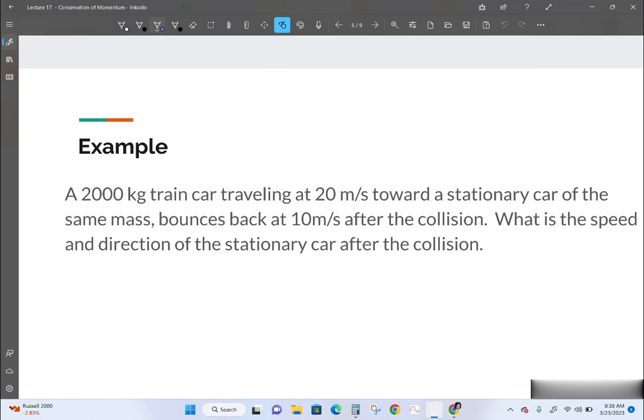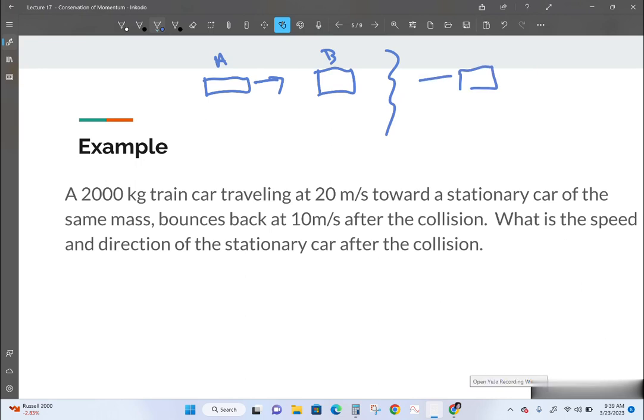All right, let's look at a collision problem. A 2,000-kilogram car is traveling at 20 meters per second. So here's our car traveling at 20 meters per second, and it's going to hit a stationary car. And afterwards, we'll call these A and B. And afterwards, it's going to bounce back and we don't know what car B is going to do. Let's figure it out.